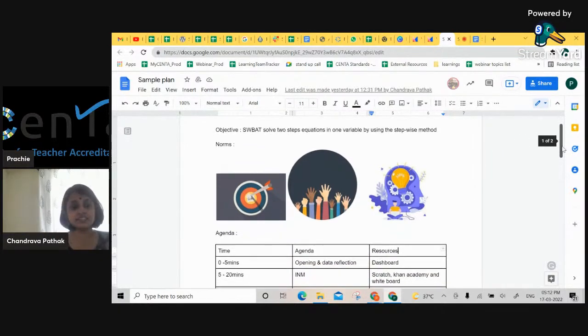Doesn't matter if it's math, doesn't matter if it's English, doesn't matter if it's EVS, science, SST. The idea for you over here is to see what is the process and what is the thinking behind incorporation of technology in your lesson plan. So basically, of course, in any classroom, you will have an objective, you will place norms. If you can scroll down, please.